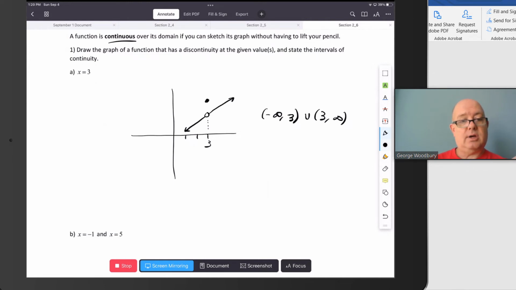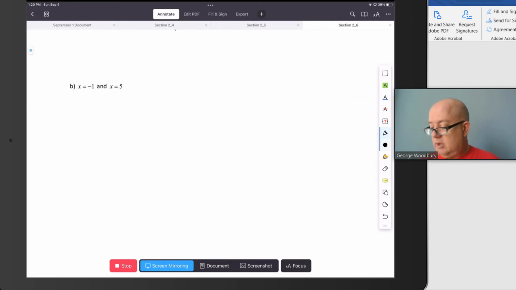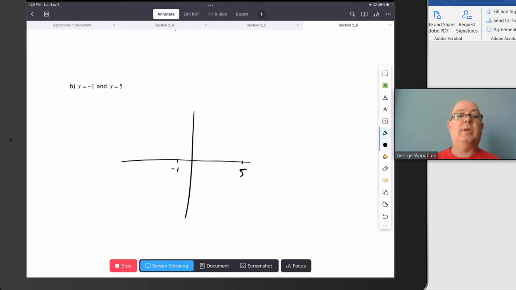In the second graph, I want the discontinuities to be at x equals -1 and x equals 5. So let's have a rough sketch of a graph. I've got -1 here, +5 over to the right, and I want it to be discontinuous at both of those places. So first, I'm going to draw something to the left of -1, and then I'm going to jump up, and we do call that a jump discontinuity later.